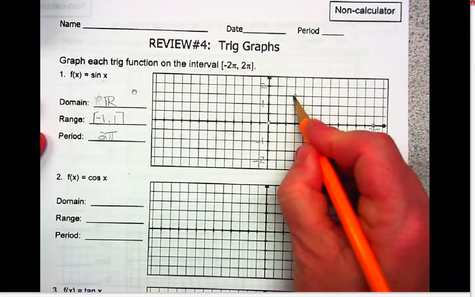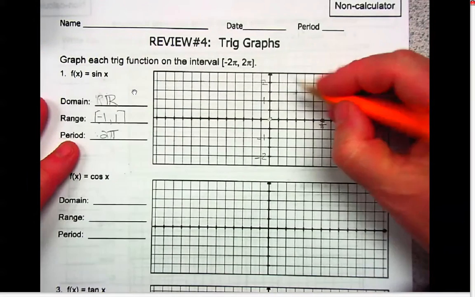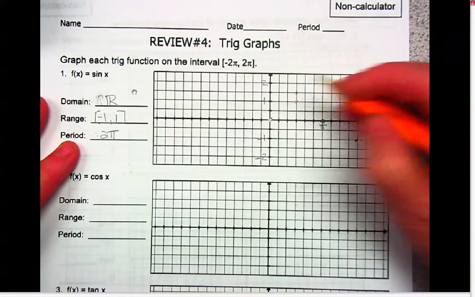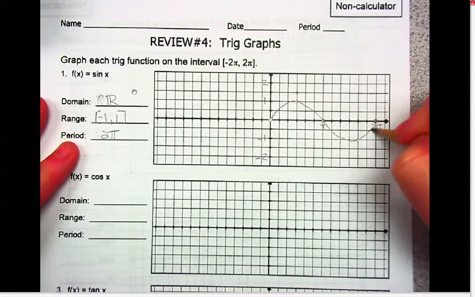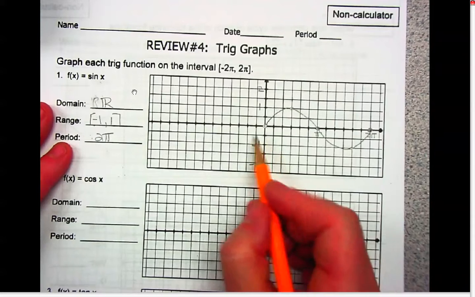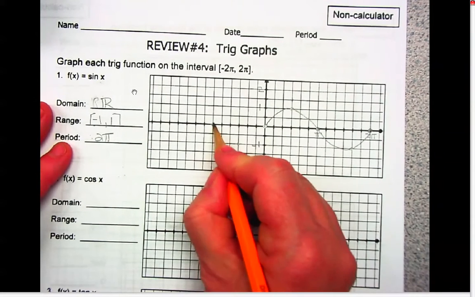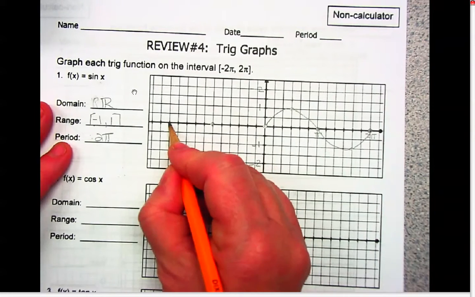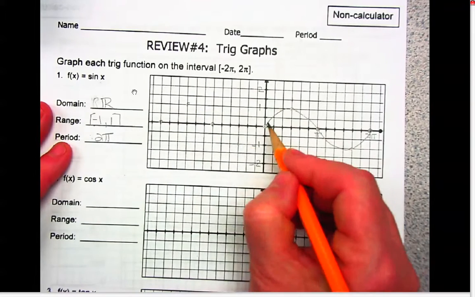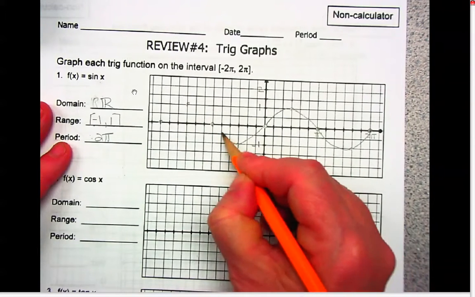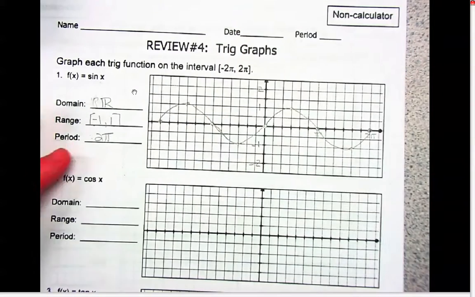Okay, then we'll cut this in half. Oops, I'm still going too far up. We're at 1 and -1. Okay, and that's the sine. And then we'll continue this on the other side. And you can probably draw it better than I can, but there it is.